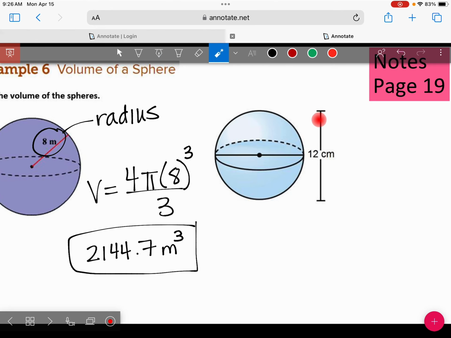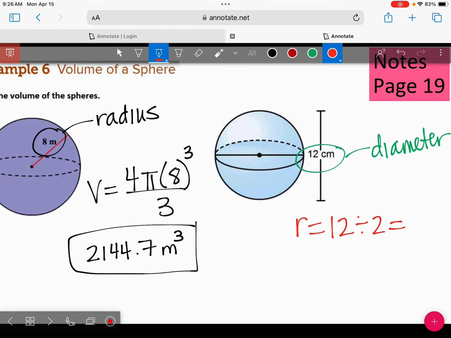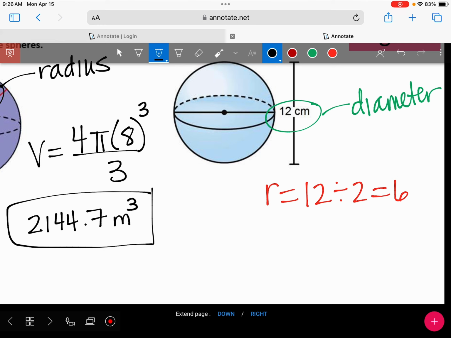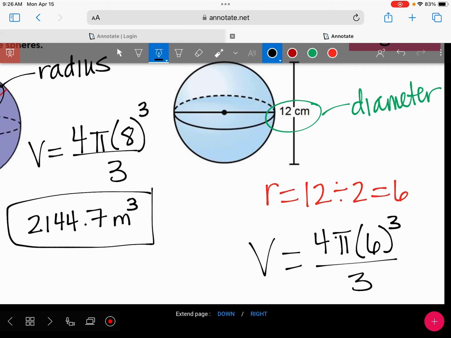For the last one, do you see how it goes from edge to edge? Well, that's your diameter. So the radius would be 12 divided by 2, which is 6. So volume is going to equal 4 pi times 6 cubed over 3. Go ahead, type that in.